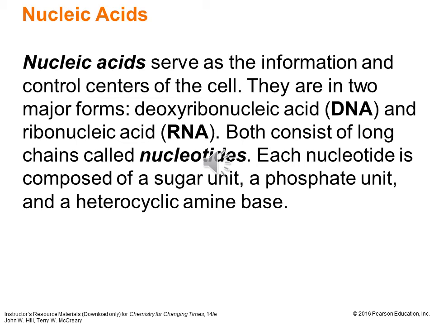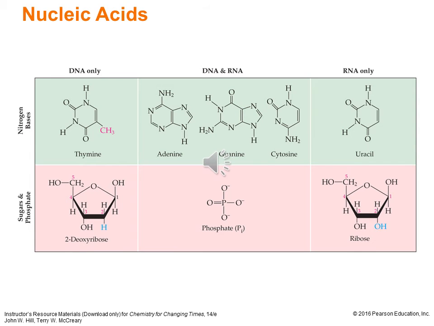And they're similar in that both consist of long chains called nucleotides. Each nucleotide is composed of a sugar unit, a phosphate unit, and a heterocyclic amine base, which we'll come to classify as either a purine or a pyrimidine in the coming slides. As you can see in this slide, we've got nitrogen bases and sugar and phosphate components that we may see in DNA only for thymine, for instance, and RNA only for uracil in terms of the nitrogenous bases.